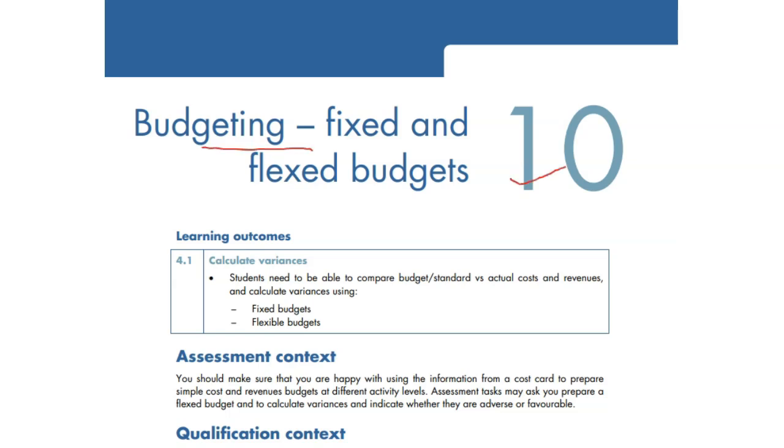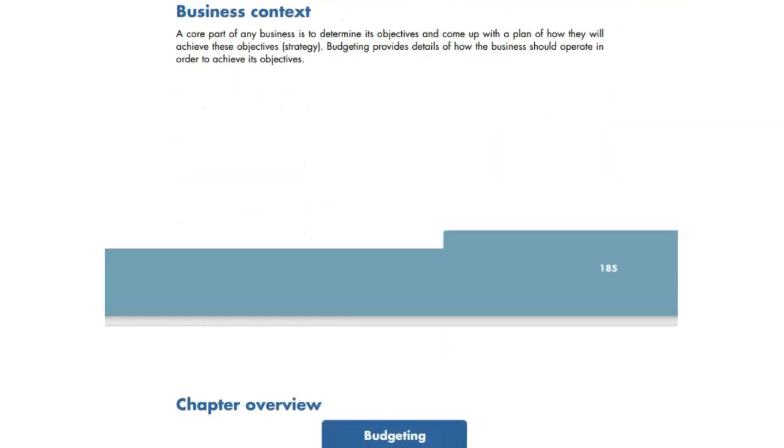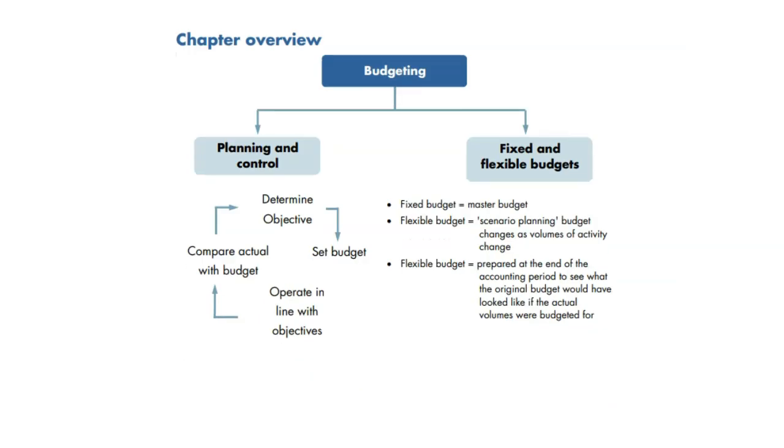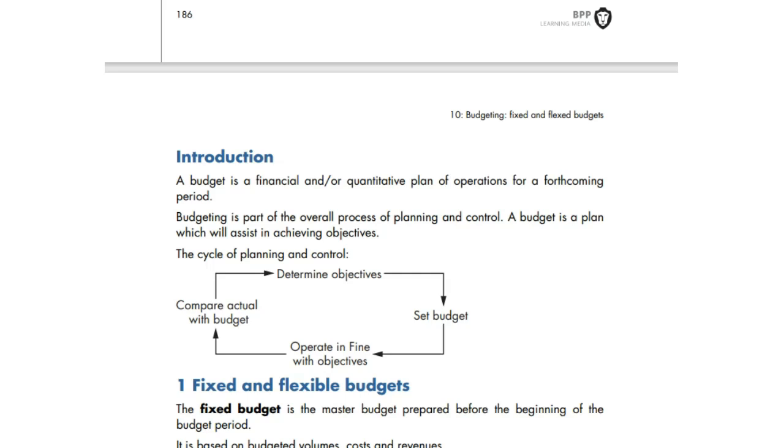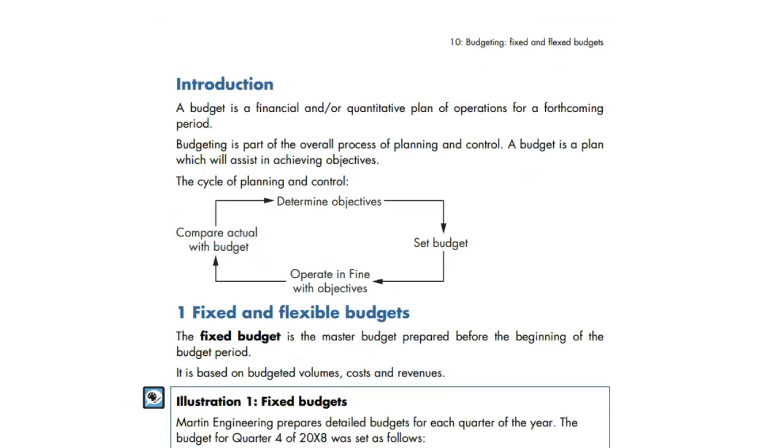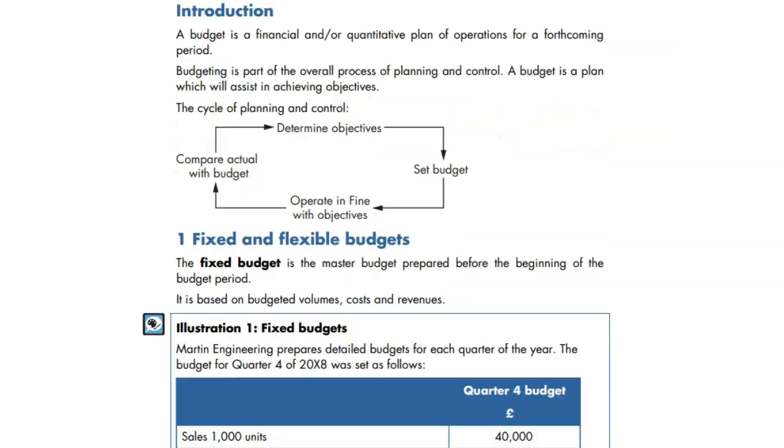It's about budgeting, fixed and flexible budget. We're going to learn a little bit of variance analysis, planning and control, fixed and flexible budget, all in this video. There will be only a couple of videos, one on fixed and flexible budget with some examples, and the next one would be activities.